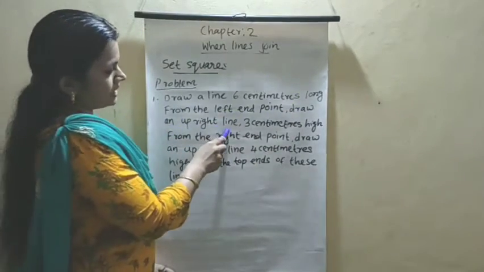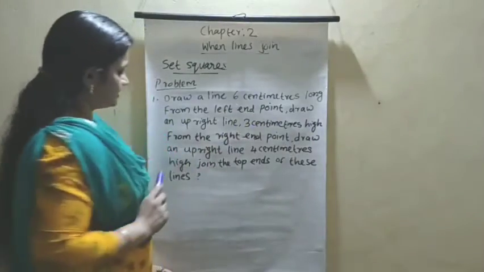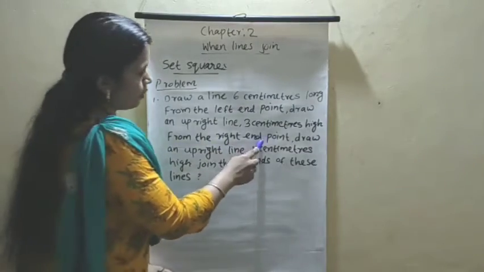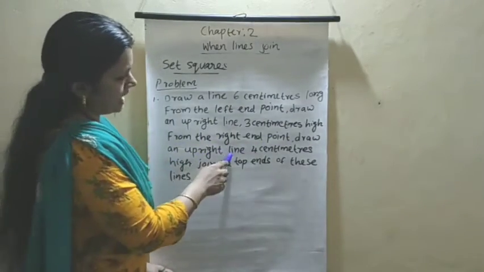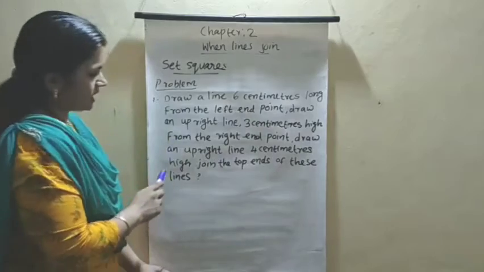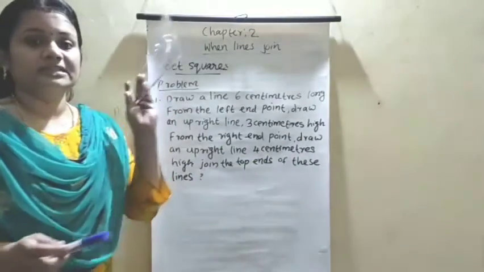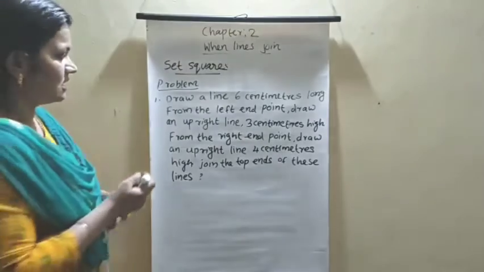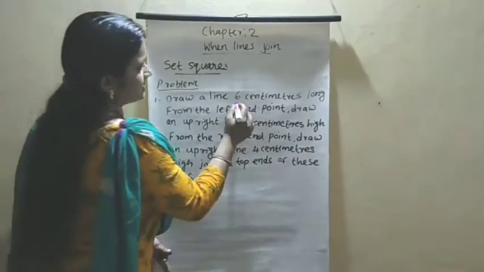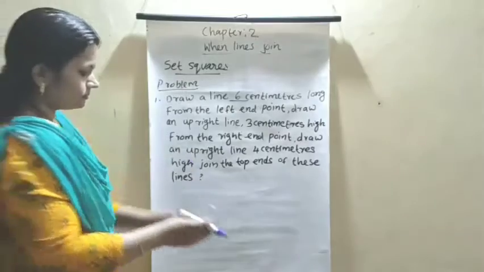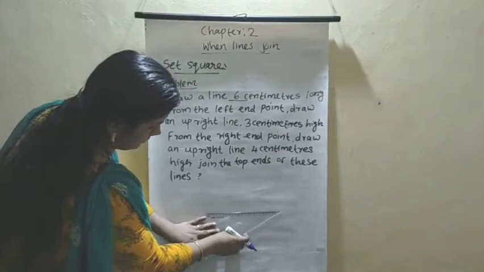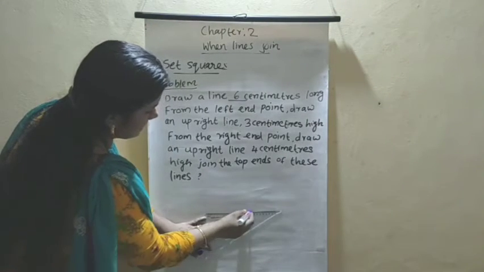From the left end point, draw an upright line 3 cm up. From the right end point, draw an upright line 4 centimeters high. Join the top ends of these lines. Using the set square, how to draw the lines? First of all, draw a 6 centimeter line. Then using the set square, we are drawing the 6 centimeter line.